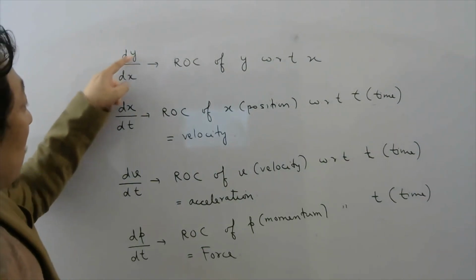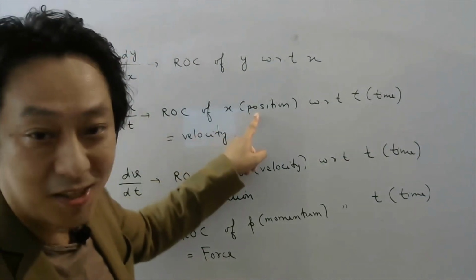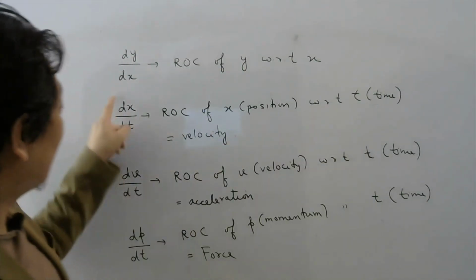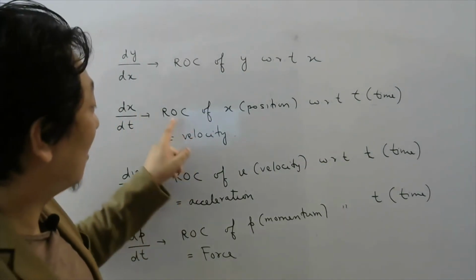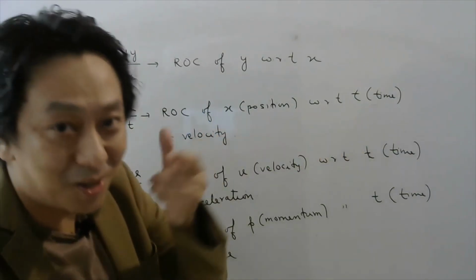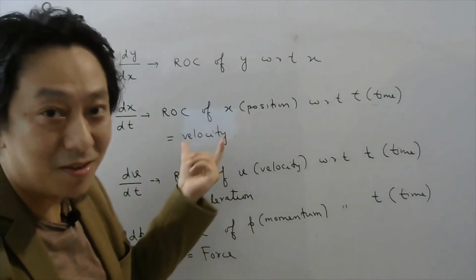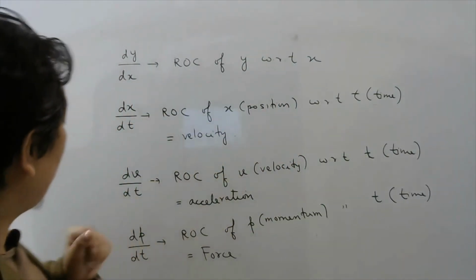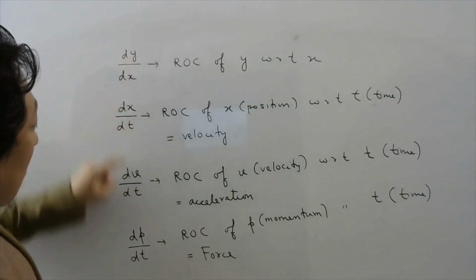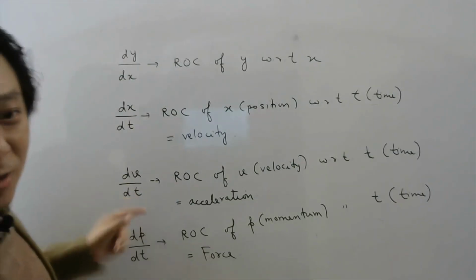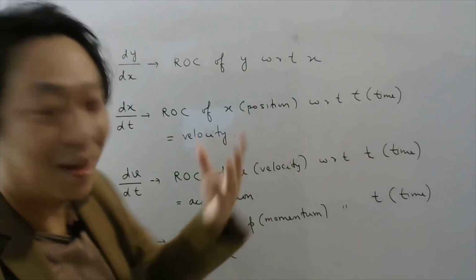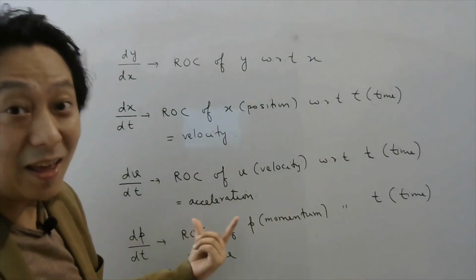Similarly, if I replace y by x, where x is position, and I replace x by t, where t is time, then this dx by dt will be called the rate of change of position x with respect to time t. And in short, we call this quantity in physics velocity, right? So similarly, what will I call dv by dt? Now I am replacing y by v and x by t. So this will be called the rate of change of velocity with respect to t. And this is what we call in physics acceleration.